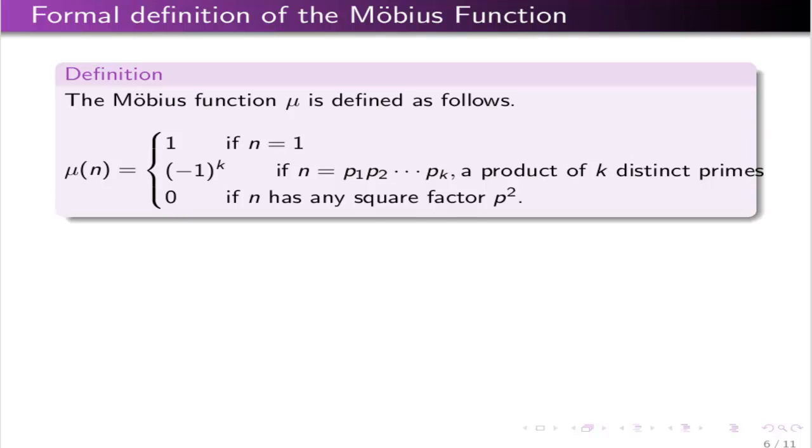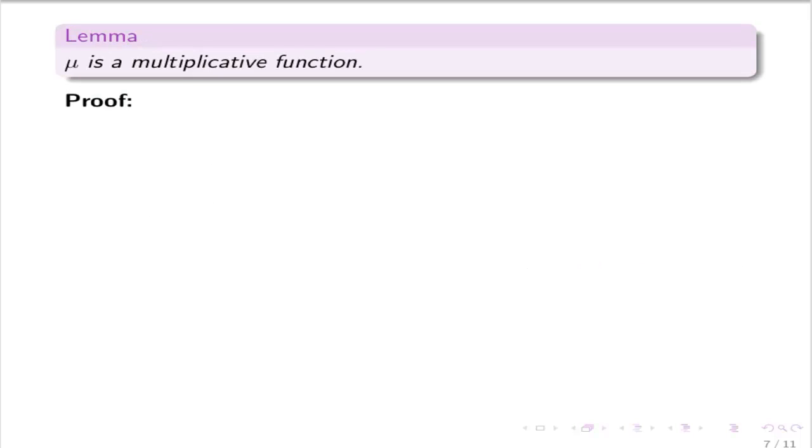The Mobius function mu is defined to be 1 when n is 1, negative 1 to the k power if n is a product of k distinct primes, and 0 if n is divisible by the square of any prime. So that's exactly what we just saw on the previous slide. So the first thing we want to observe is that this function is a multiplicative function.